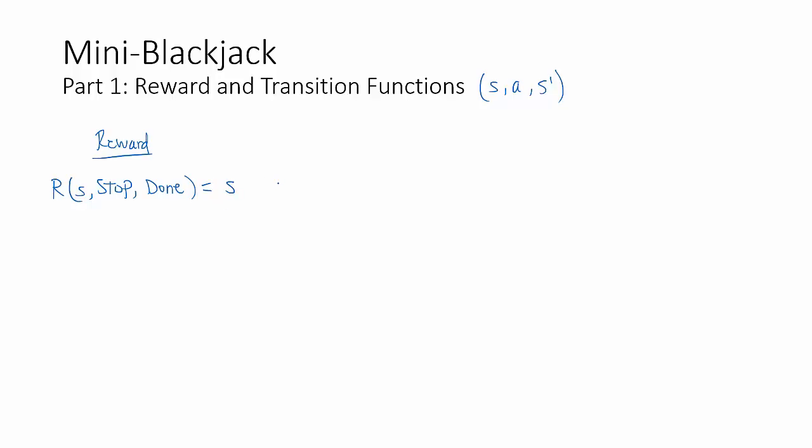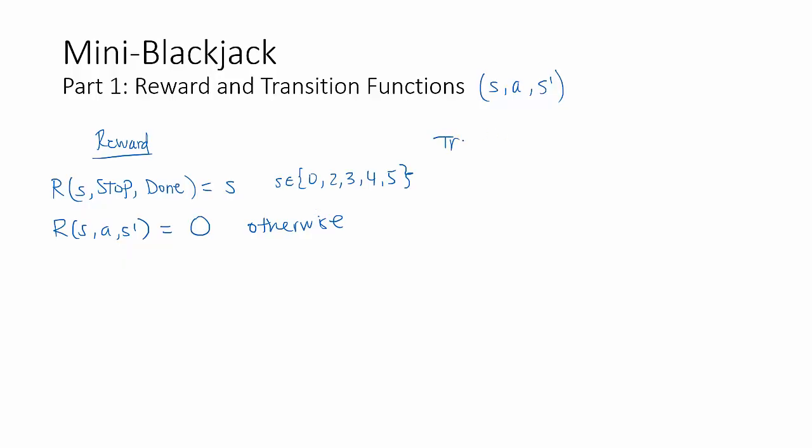And then let's make a note here that S has to be in one of our legal states. In other words, it can't be the done state. For any other S prime triple, the reward is just going to be 0. And there's our reward function.